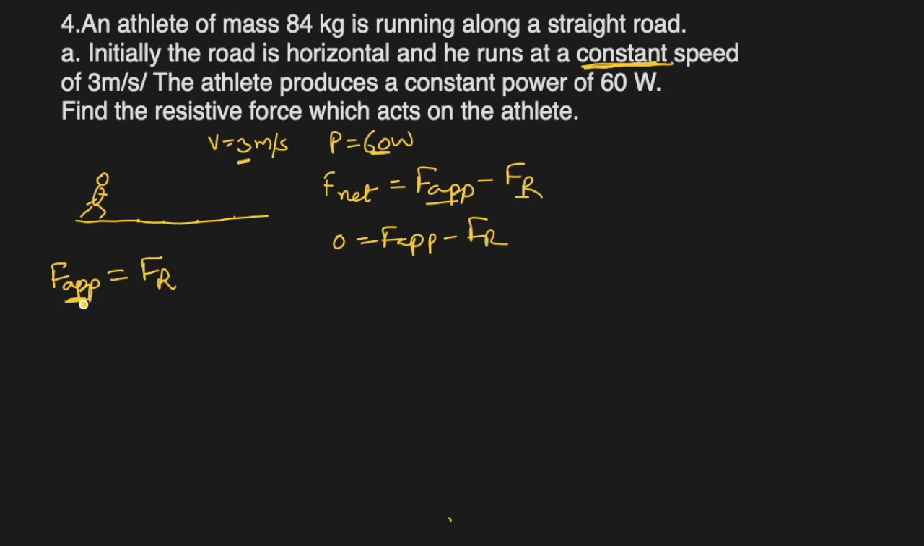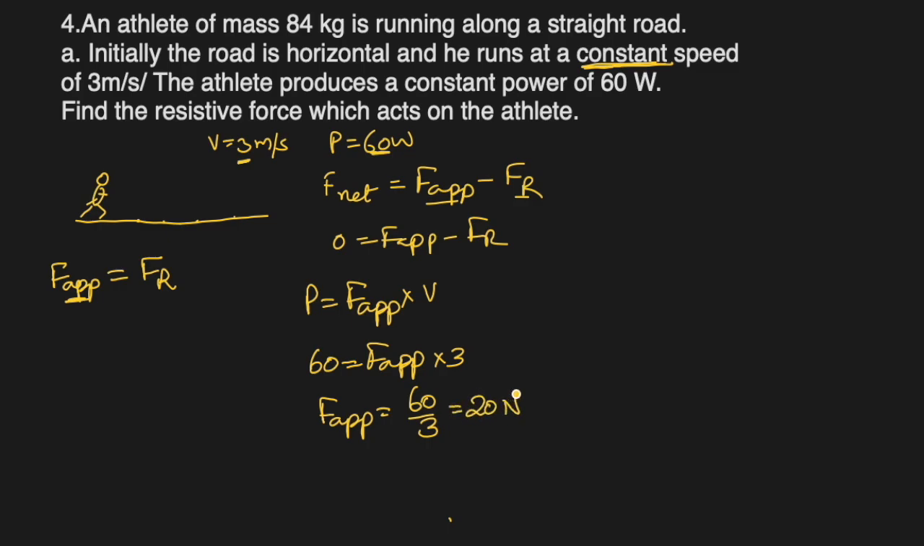And how can we find applied force? We know this power is the applied force multiplied by the speed. Power is how much? 60. Force applied we want to find out, and speed is 3. So applied force is 60 divided by 3, which is 20 newtons. But the question was find the resistive force which acts. So Fr will also be 20 newtons because they are balanced out because of the constant speed.